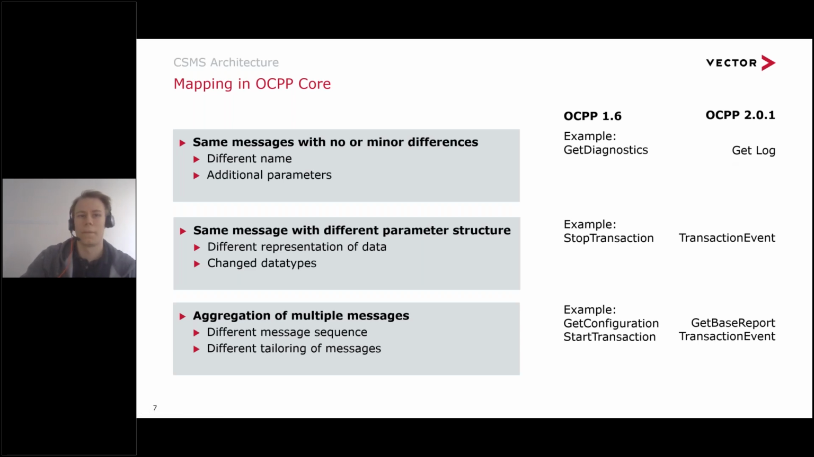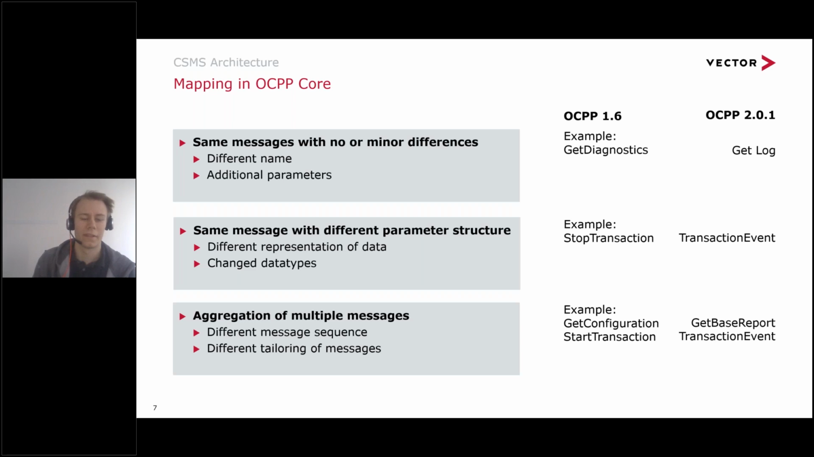Then the next type of mapping was some messages with mainly the same data, but a different representation or some changed data types. Here would be the example, the StopTransaction, which is also renamed, but also the message structure was changed to the TransactionEvent. And also here we have a data type change too. In OCPP 1.6, the transaction ID was an integer and now it's a string.